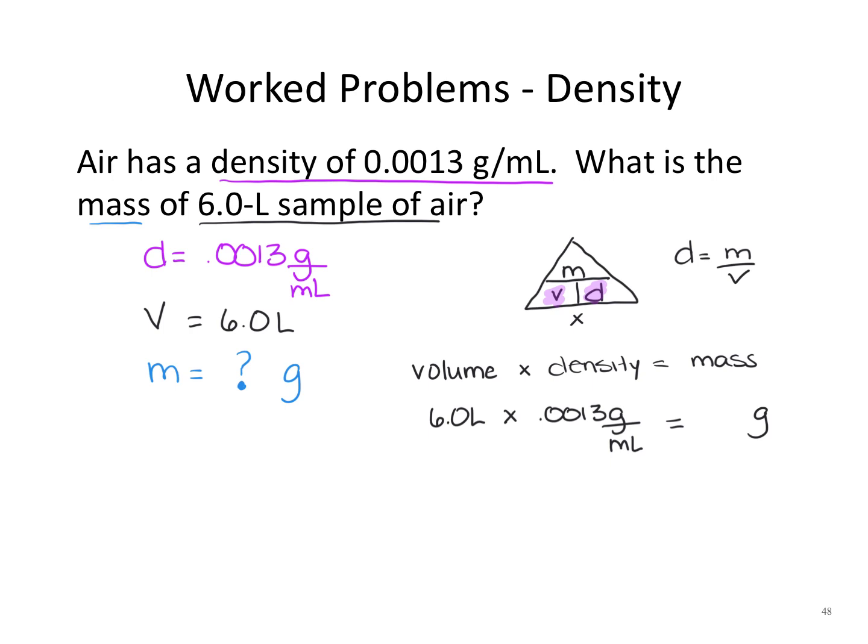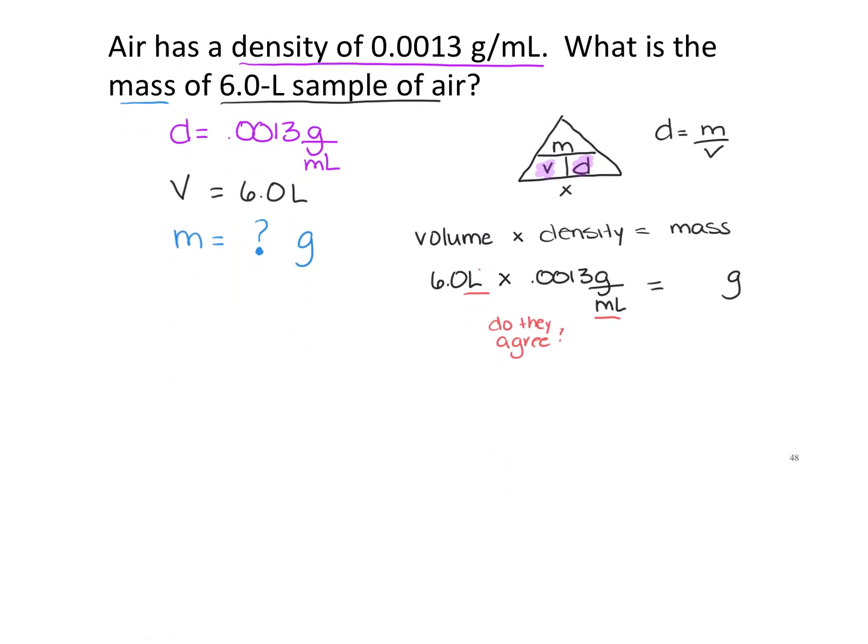This is where you should catch yourself. You should always check. Do the units I want to cancel, the liters and the milliliters, do they agree? Another way to say that is, are they the same? And here they're not. So that's where you need to stop and say, whoa, those are not the same. I need to figure out how to make these the same so that they can cancel out to give me grams. If you're working a problem and those units don't cancel, that's a really good time to step back. It's a great double check.